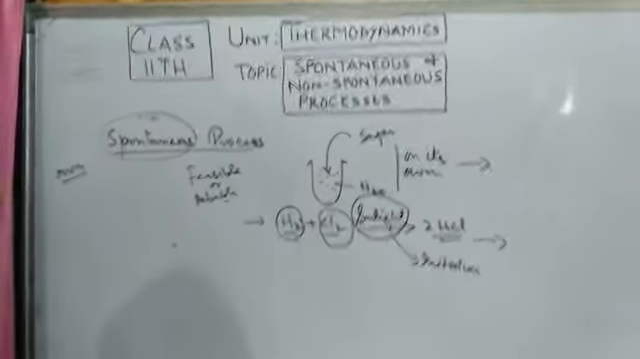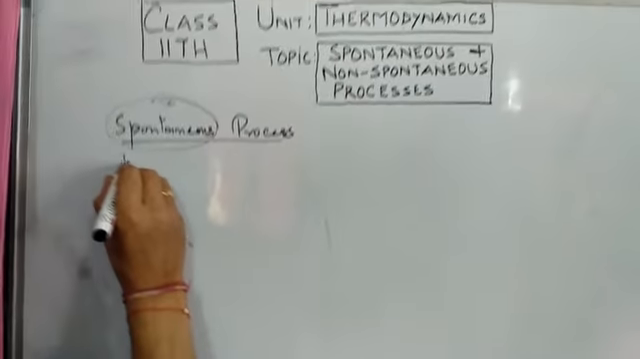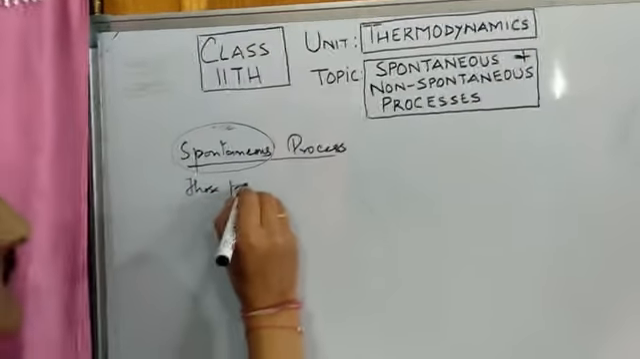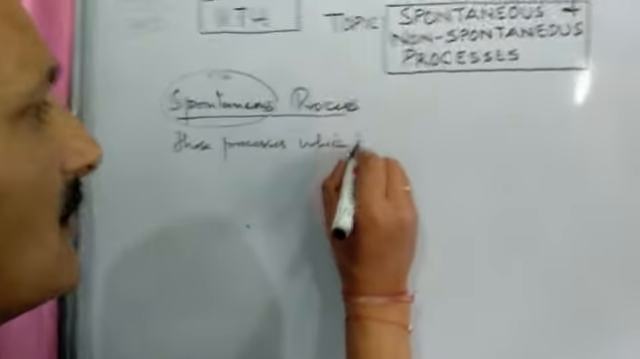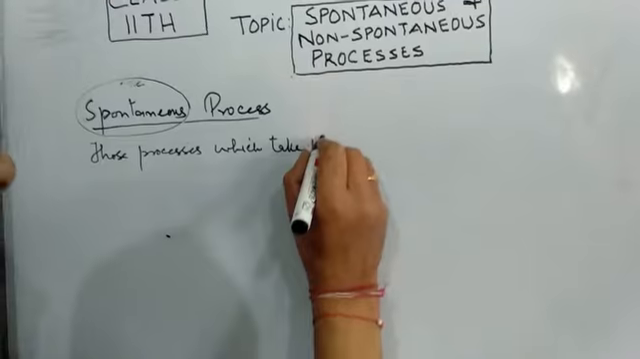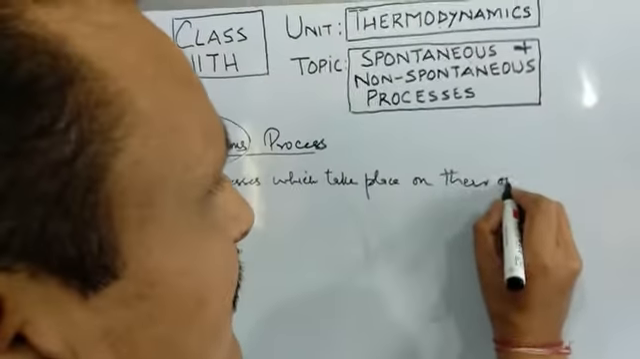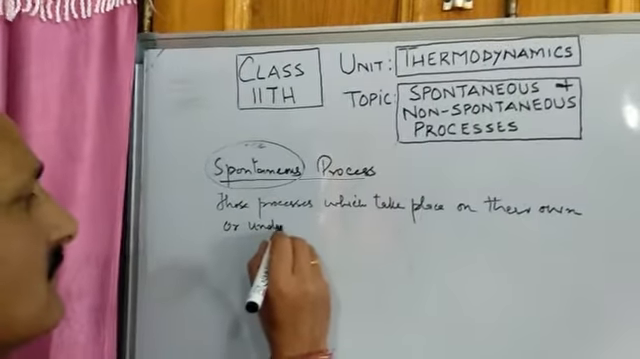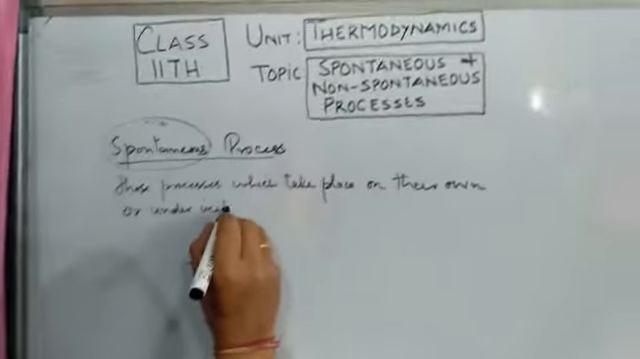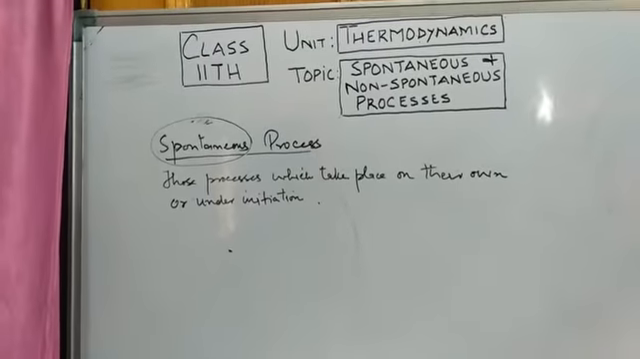So now we are in a position to define spontaneous processes. Spontaneous processes are those processes which take place on their own. On their own means automatically. They take place automatically on their own, or they may take place under some initiation. Such processes are referred to as spontaneous processes.